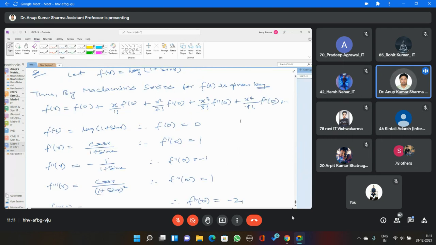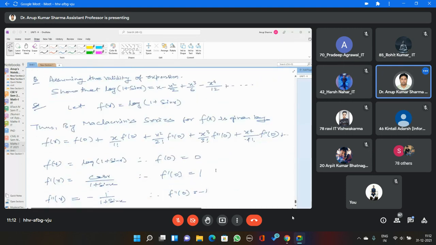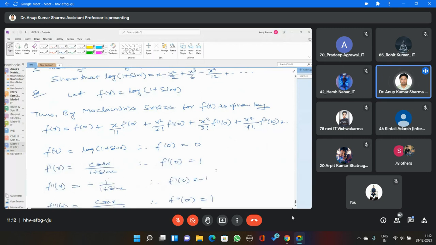Now we are putting all these values in the Maclaurin series. After the Maclaurin series, are we getting the same term? Log of 1 plus sin x is equal to x minus x square upon 2 plus x cube upon 6 minus x to the power 4 upon 12. Are you getting this when you use all these values in the Maclaurin series? Yes, sir.